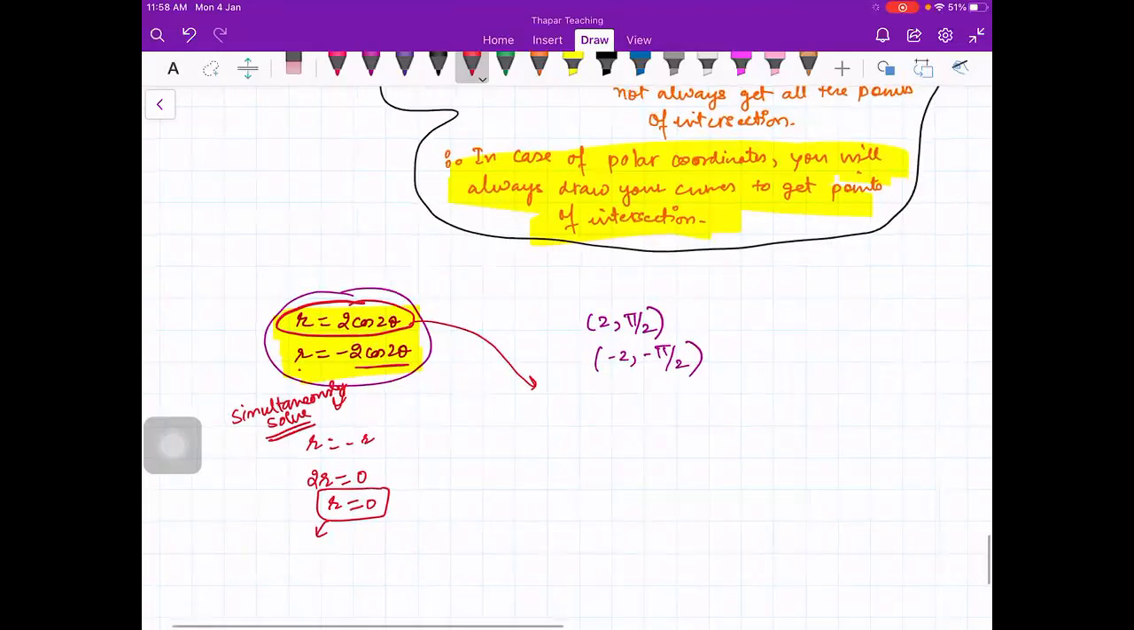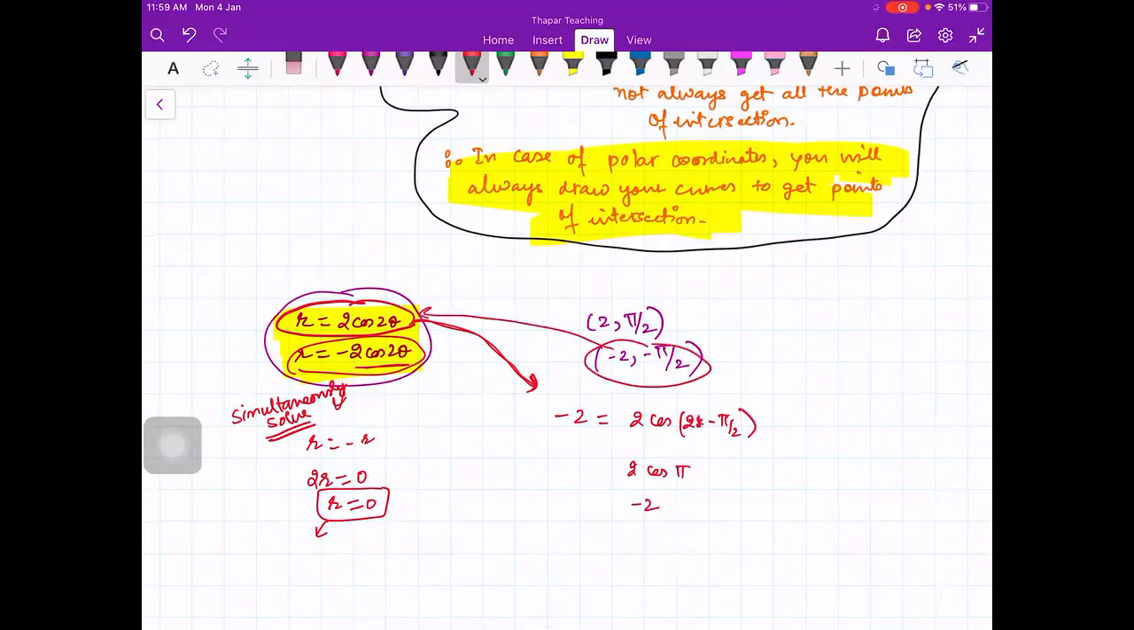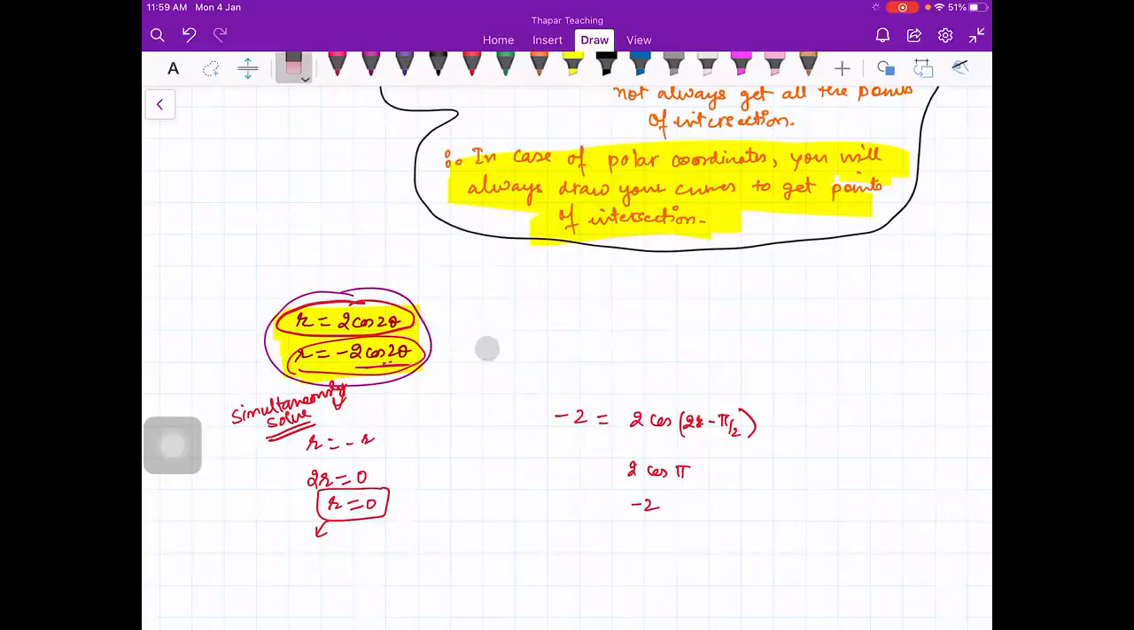This lies here, I think. Minus 2 comma minus pi by 2. Can you check? Minus 2 is equal to 2 cos of 2 into minus pi by 2. So this is 2 cos of pi, which is minus 2. So this point lies on this curve. Can you check this for this? Yeah, if you put here, this point lies on this curve, right? Okay, let me write. Minus 2 comma minus pi by 2 lies on this curve, and 2 comma pi by 2 lies on this curve. Can you check, everybody?